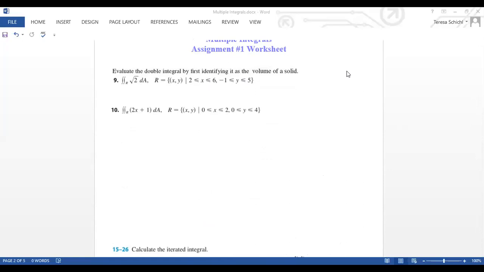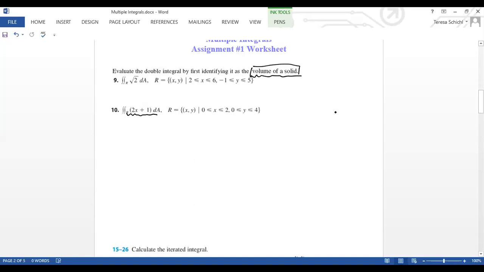For problem 9 and problem 10, instead of just direct integration, they want you to look at it from the volume point of view, the volume of the solid, because when we take the double integral, we are trying to find the volume below. So instead of just using integration skills, let's look at the volume. This one is the double integral of 2x plus 1 dA, where x is from 0 to 2 and y is from 0 to 4.